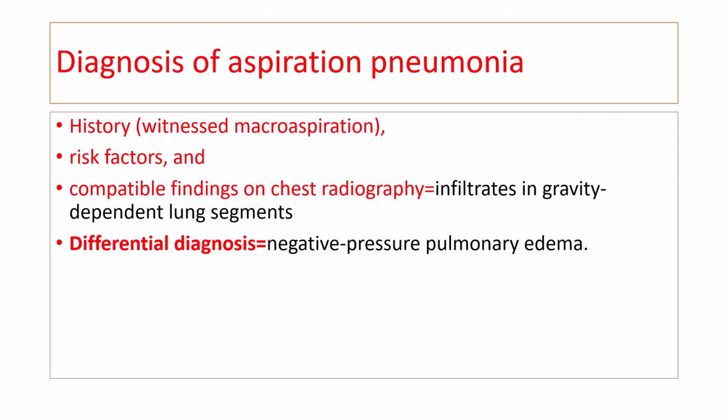Diagnosis. The diagnosis of aspiration pneumonia depends on a characteristic clinical history, witnessed macroaspiration, risk factors, and compatible findings on chest radiography. These radiographic findings include infiltrates in gravity-dependent lung segments, superior lower lobe or posterior upper lobe segments, if the patient is in a supine position during the event, or basal segments of the lower lobe, if the patient is upright during the event. However, a chest radiograph may be negative early in the course of aspiration pneumonia.